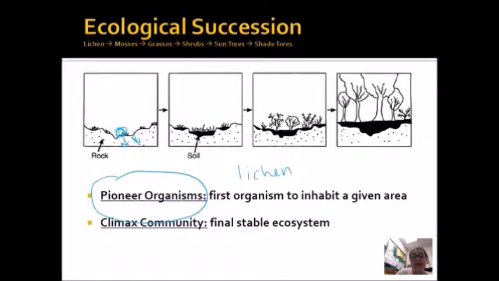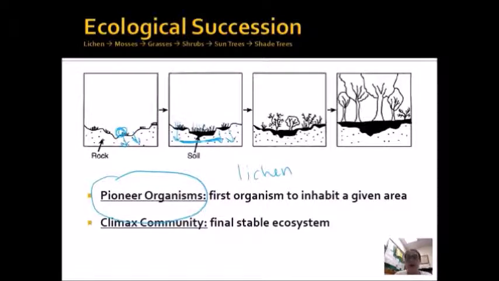So in the next stage, we only see grasses because, again, we don't have a lot of nutrients in our soil yet, so we can't be that complex. We also haven't broken down this hard igneous rock yet, so there's not enough room for the roots to penetrate into the soil. But lo and behold, these organisms will die, adding more organic matter, adding more nutrients to the soil.